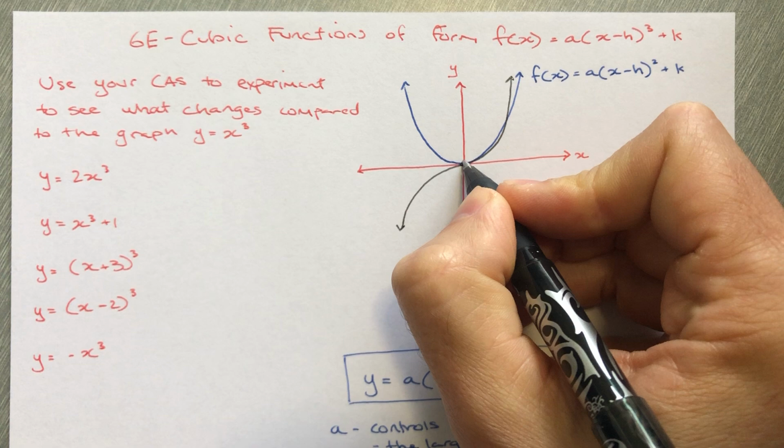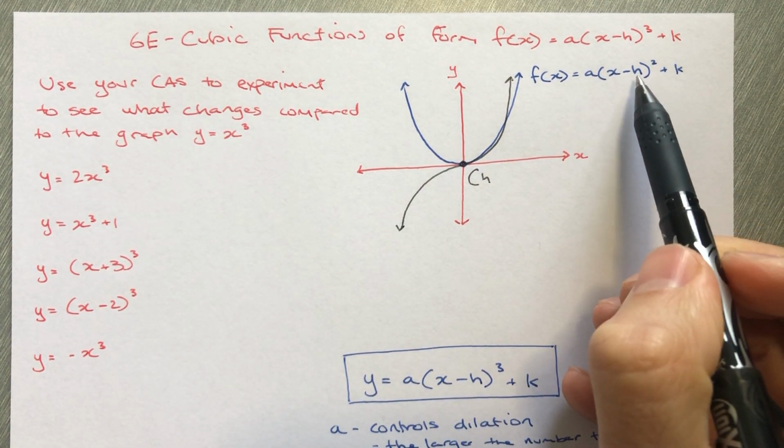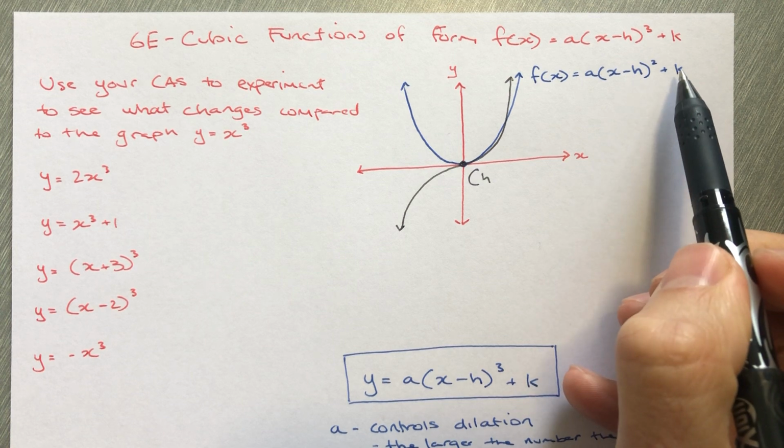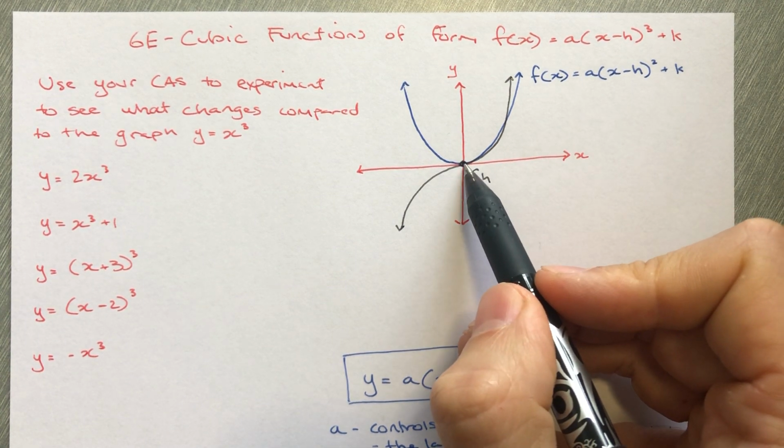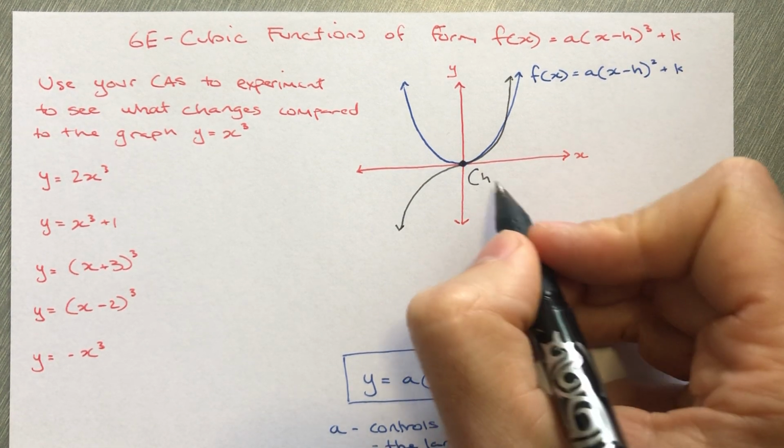And it has that special point here as well. So that's the same as turning point form, which your turning point would be at H and K. This time, that special point there, it's actually called a point of inflection, but it's still at H and K.